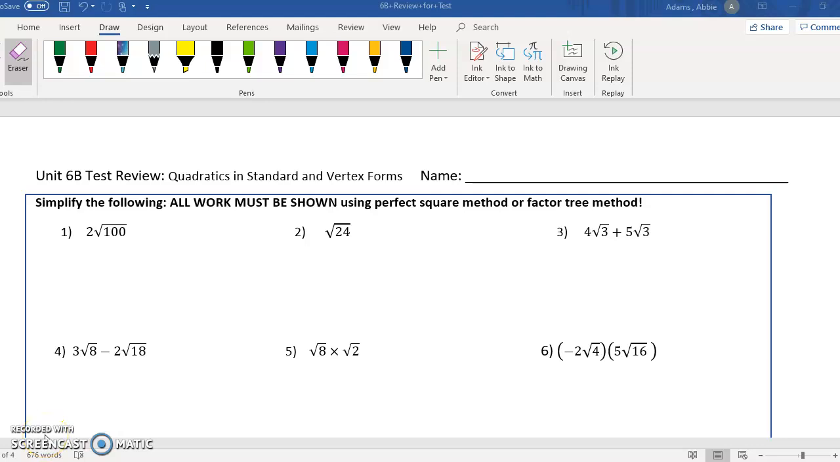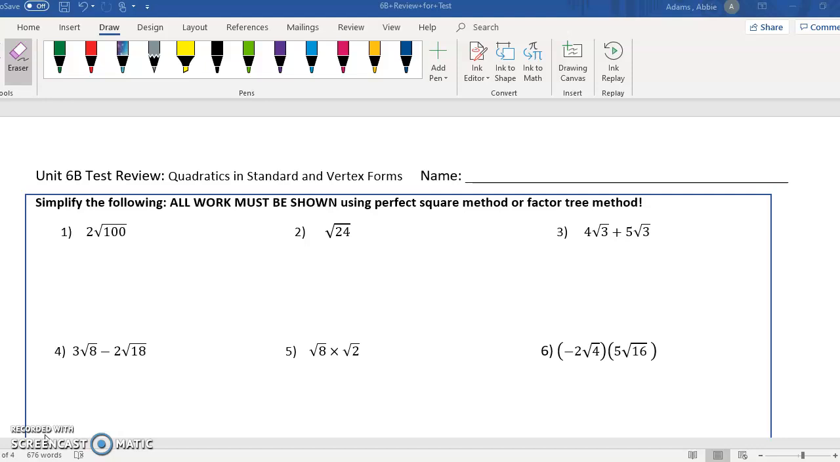Today we're going to be looking at the 6B review. So this is going back to our test review from Unit 6B. This is a little bit of a refresher for you, just in case you want to retake that test or in case you're just trying to review the material to get prepared for the next year. So let's go ahead and jump into it.